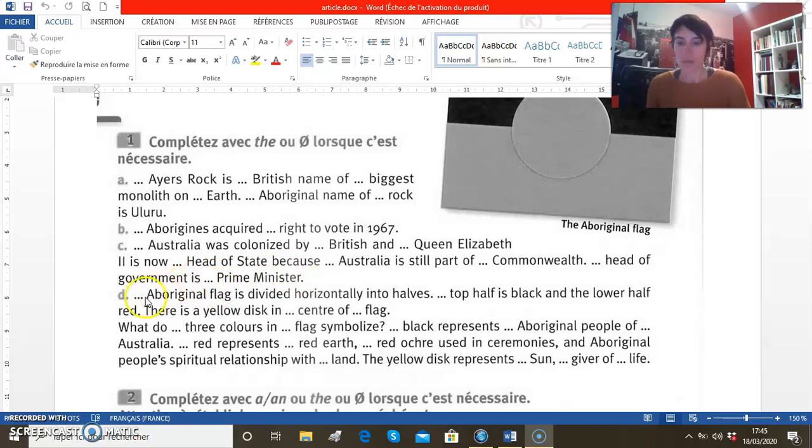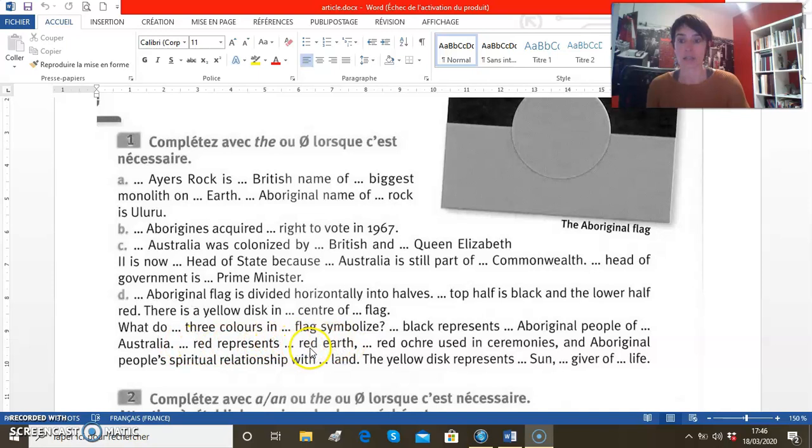D. The Aboriginal flag is divided horizontally into halves. The top half is black and the lower half red. There is a yellow disc in the center of the flag. What do the three colors in the flag symbolize? The black represents the Aboriginal people of Australia. The red represents the red earth.